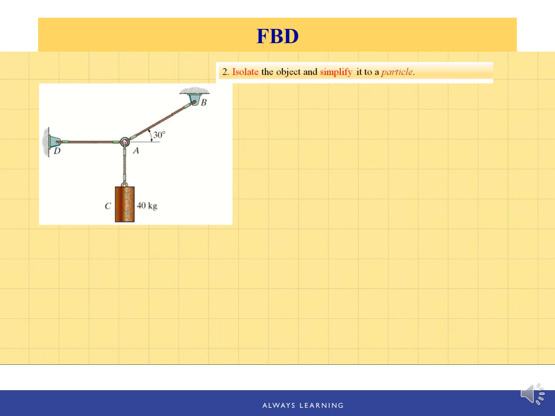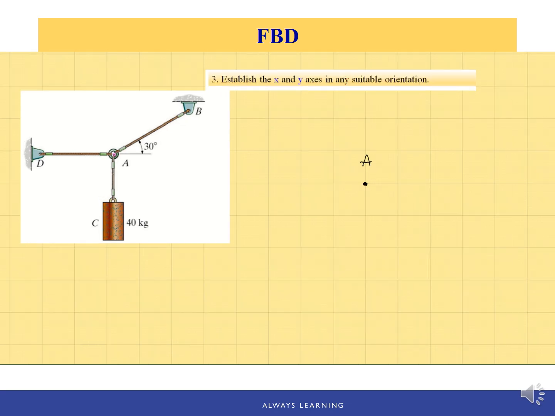Now the second step is to isolate the object and simplify it to a particle. So let's say this is the particle A. Step 3, establish the x and y axes in any suitable orientation with point A as the origin.